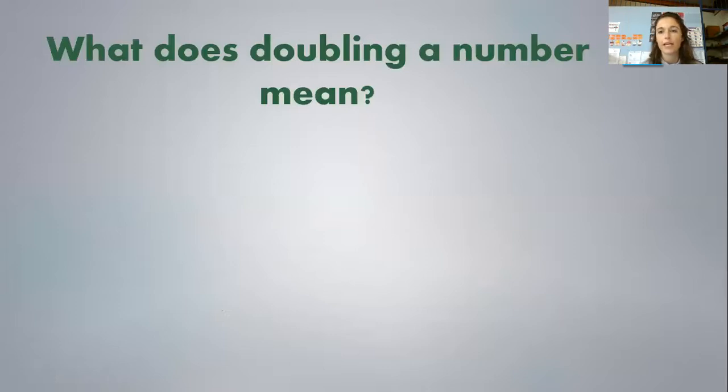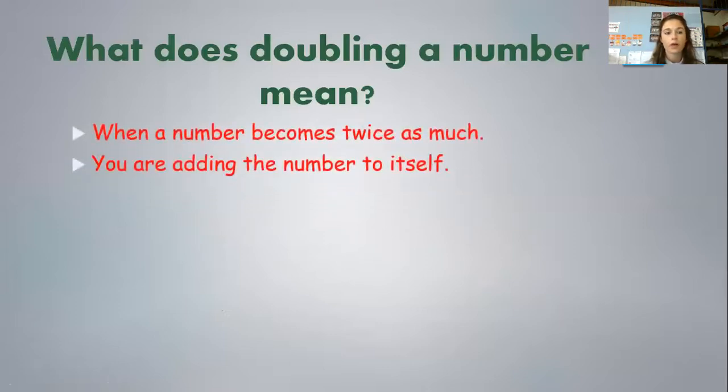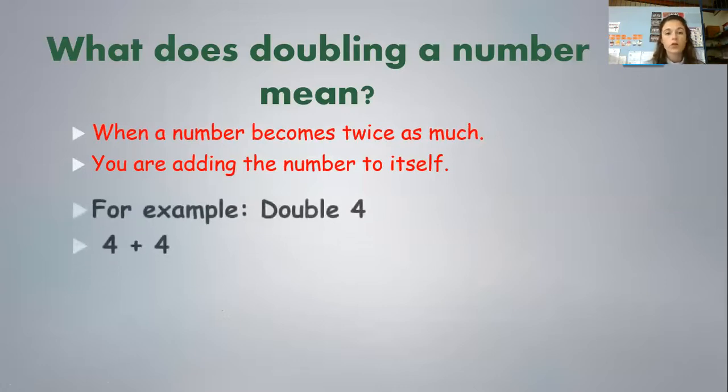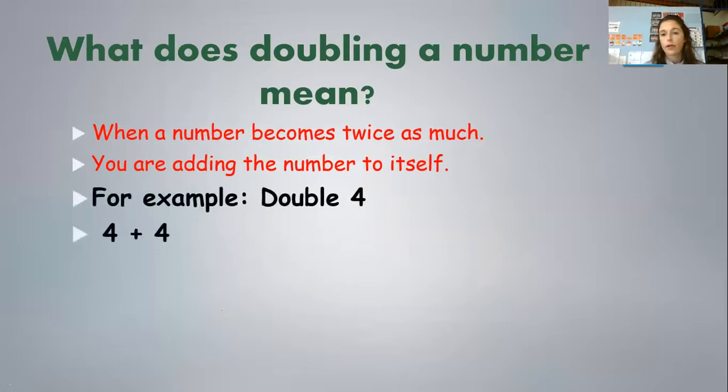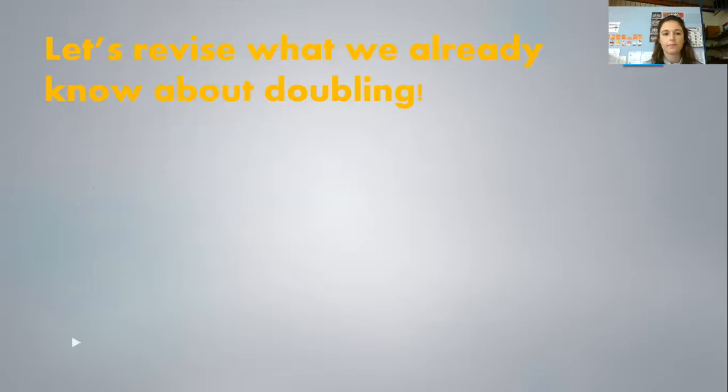Okay, what does doubling a number actually mean? It means when a number becomes twice as much, or when we are adding the number to itself. So let's look at double 4, and I know you know what the answer is already, but when we double 4, we are actually saying 4 plus 4, so we're adding the number onto itself. And what is 4 plus 4? You can see there, 4 plus 4, and there we have 8.